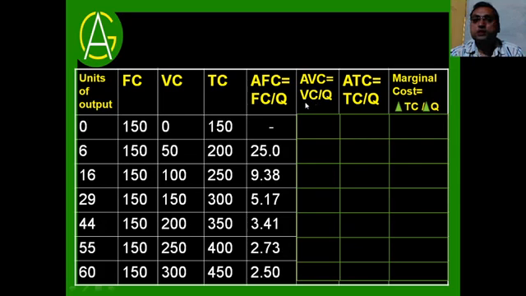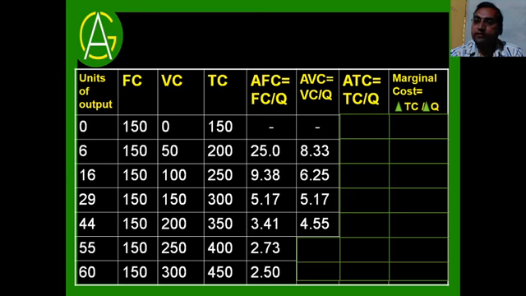Average variable cost, you know that is variable cost divided by quantity. So variable cost is given here, 0 divided by 0, nothing will be there. Then 50 divided by 6, that is 8.33. Then again 100 divided by 16, that is 6.25. Then 5.17. Then 200 divided by 44, that is 4.55.